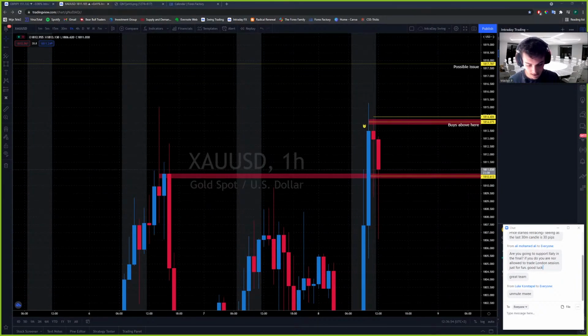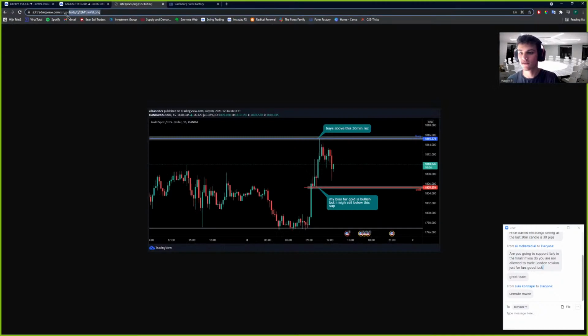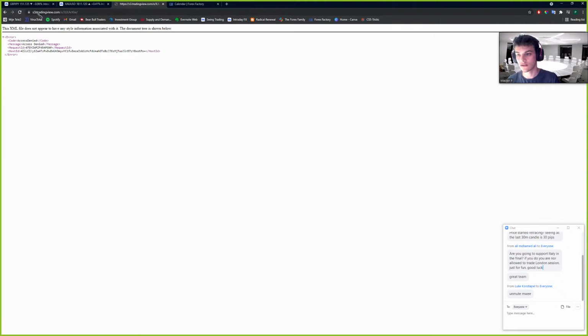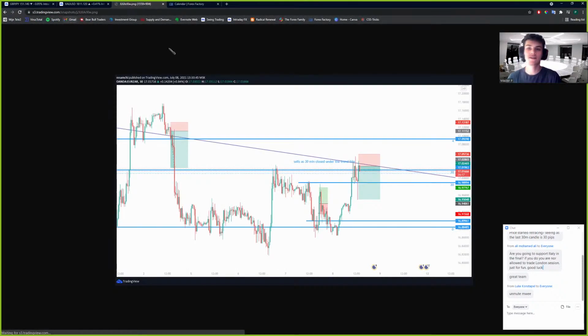Let's take a look at black gold chart. We need to add a X slash and then the chart. Don't worry, that's not your fault. I need to get rid of this S3 thingy.